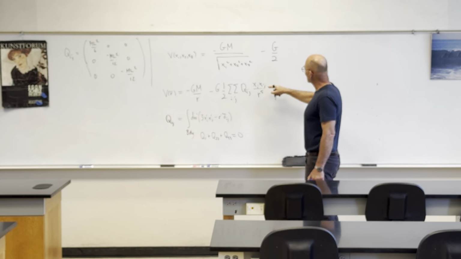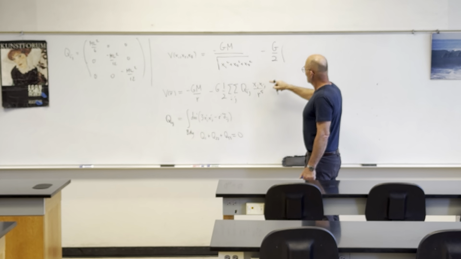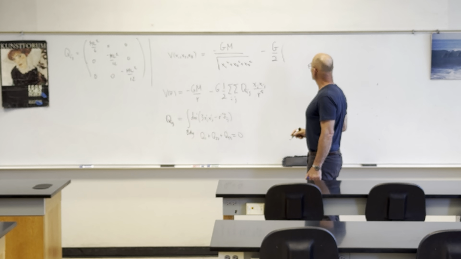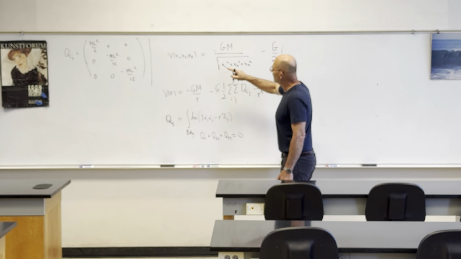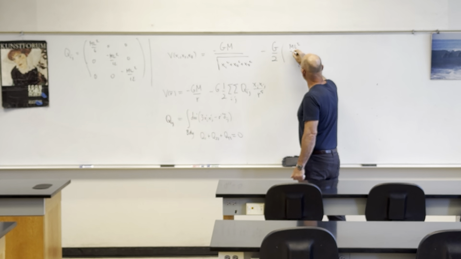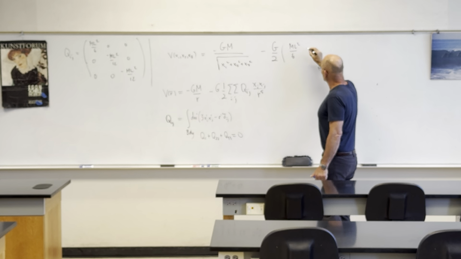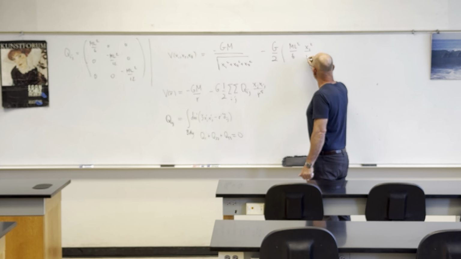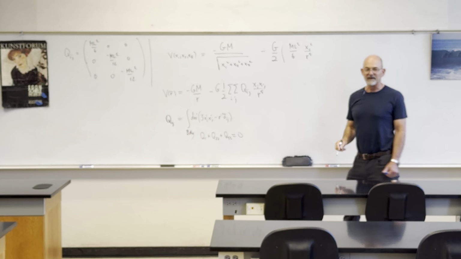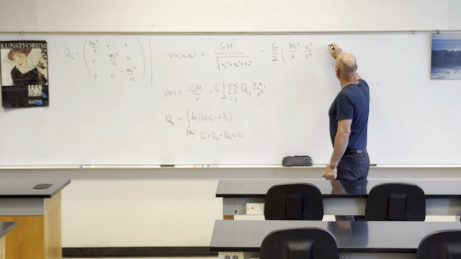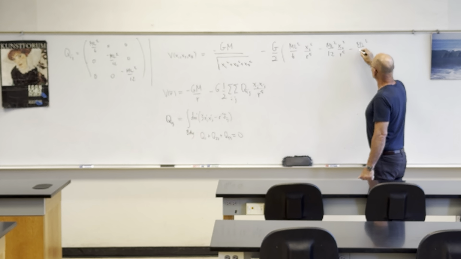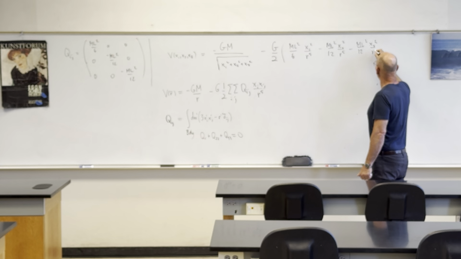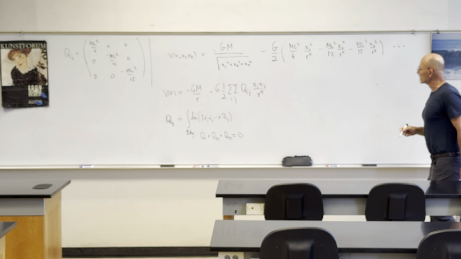But since it's only a diagonal matrix, what we have is Q11, I'll put it underneath. We've got the Q11 times this, and the Q22 and Q33. So we have G m l squared over 6, and I'm going to write x1 squared over r to the 5th. Then we have minus m l squared over 12 x2 squared over r to the 5th, minus m l squared over 12 x3 squared over r to the 5th. And then there would be more, but we're not interested in those.